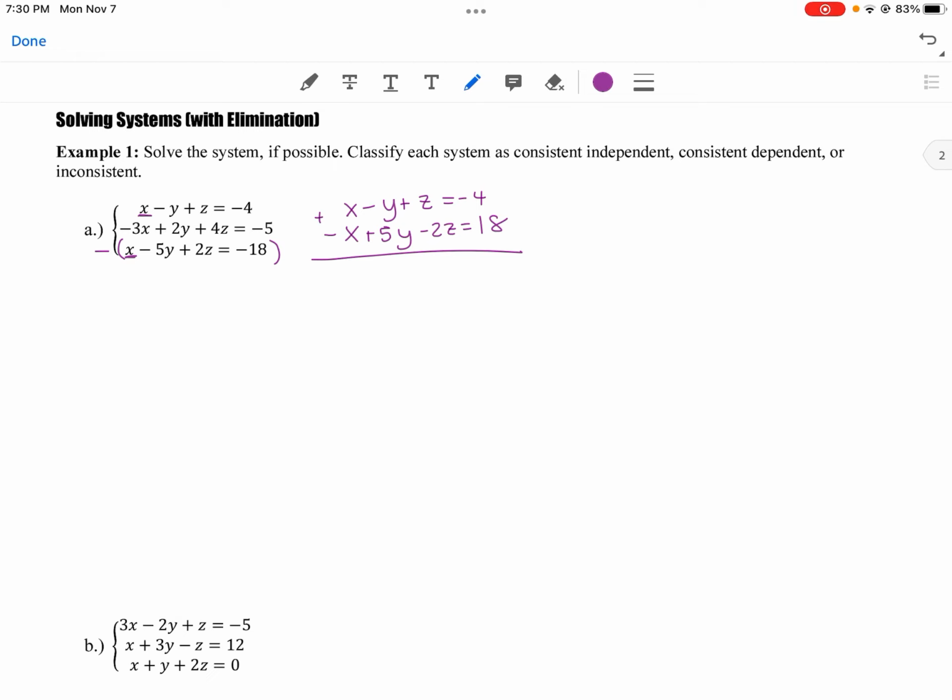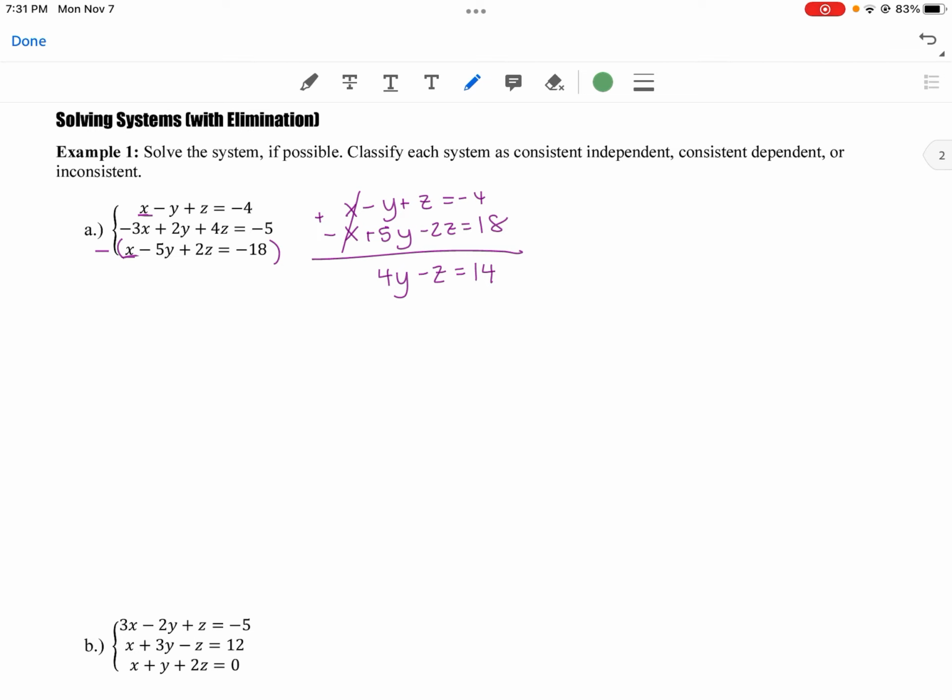I personally prefer to multiply by the negative and then add, but you are also welcome just to subtract, which is equivalent. So in this case, your x's cancel. We're left with 4y minus z equals 14. And we're going to use that in a minute.